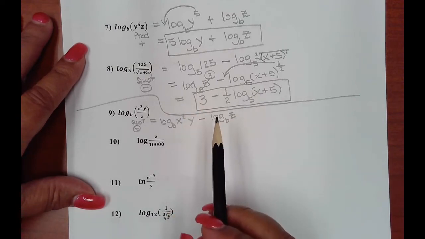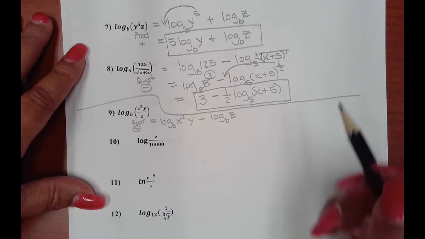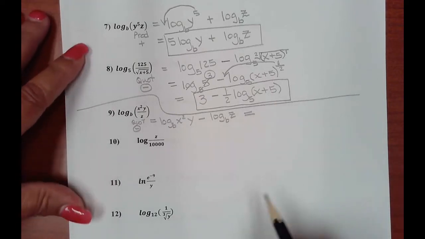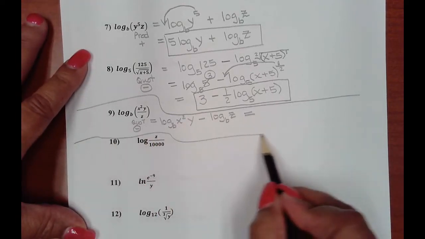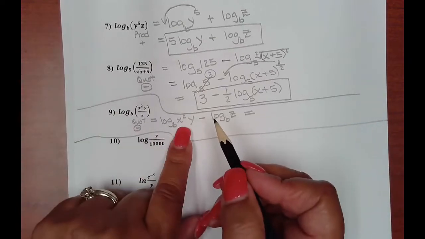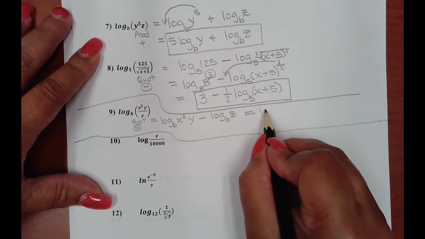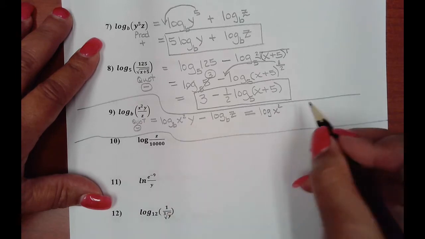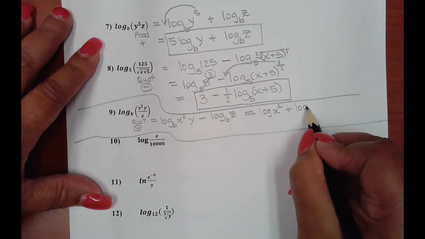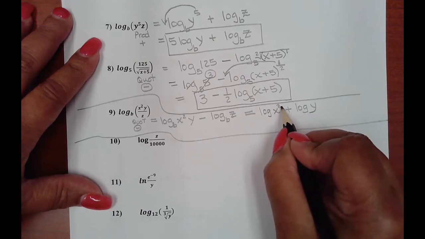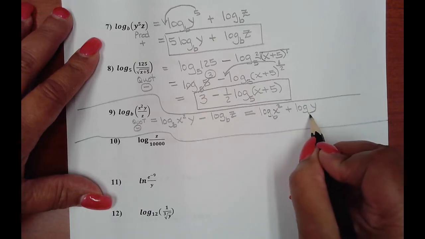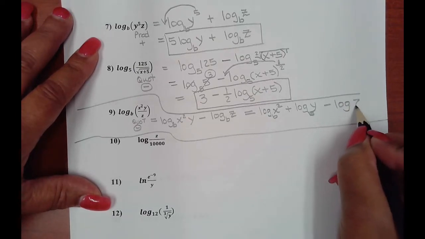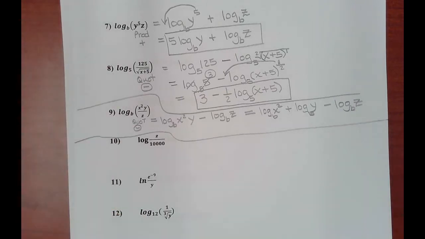So we had a quotient, we took that apart first. Now we're going to take apart the product. I'm going to write it going this way so I don't keep going into these problems. Okay, so to take apart this product, it would be log of x squared, that's one factor of the product. We take products apart using plus signs, plus log of y. Both of these would have a base of b. And then it's minus log of z.